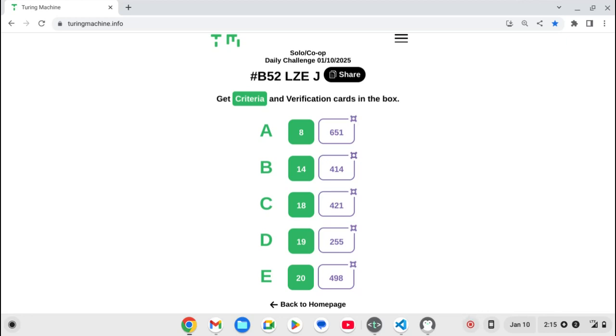Let's begin. Today's January 10th, 2025, and we're solving the Daily Turing Machine Puzzle. Today's puzzle uses the following 5 criteria cards: criteria cards 8, 14, 18, 19, and 20. And the puzzle uses the purple verification cards. The code above is your way to get more information on today's puzzle by searching the code on turingmachine.info. Let's go solve.